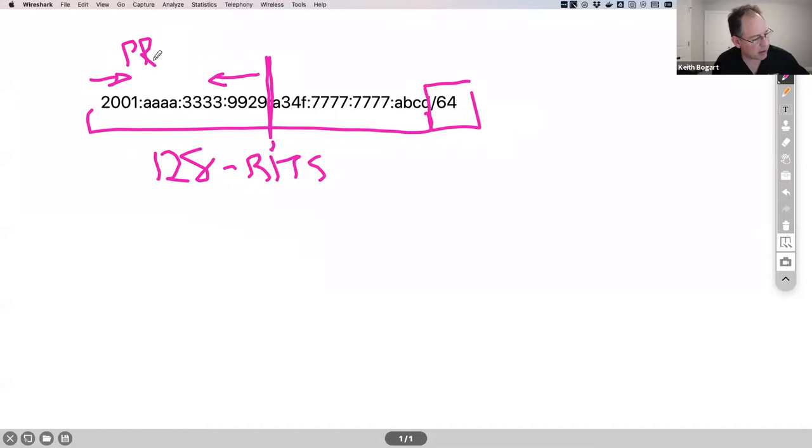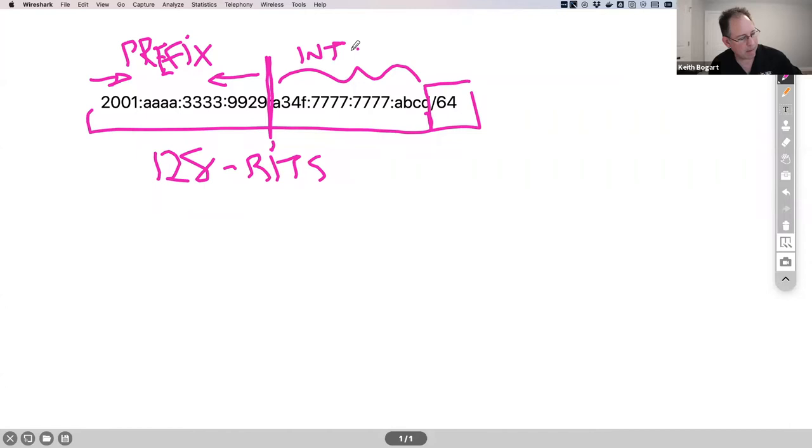So everything on my IPv6 network, my printer, my laptop, they will all get IPv6 addresses beginning with this pattern, 2001 all the way to 9929. And this portion here, after the first 64 bits, is my interface ID.